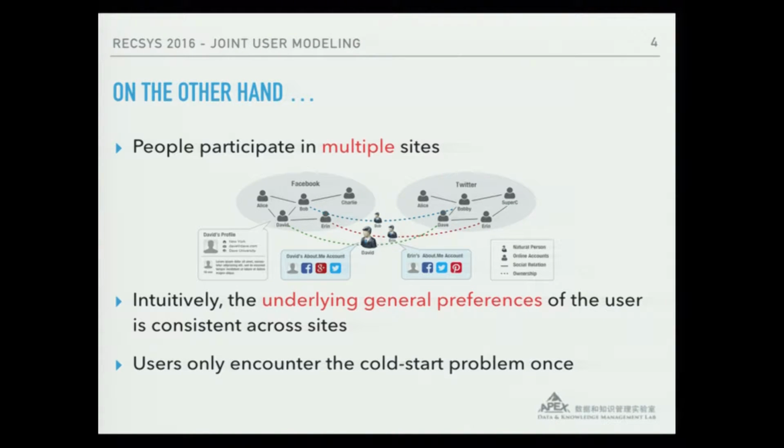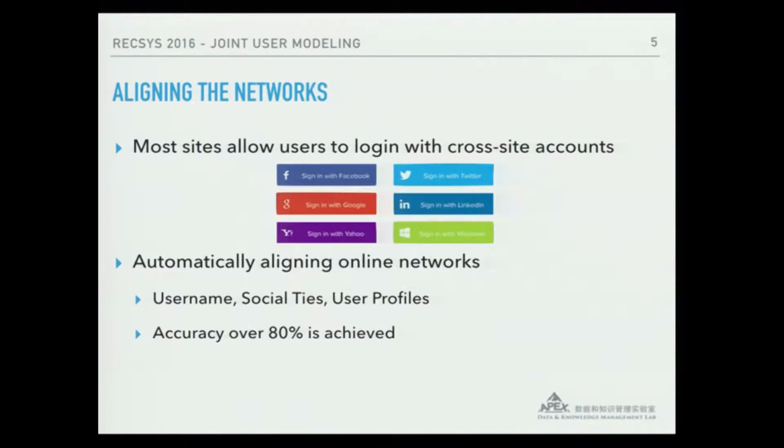So following this direction, users will only encounter the cold start problem once, when he or she first gets in touch with the internet. To make this possible, we first need the sites to be aligned. Fortunately, most sites now allow users to log in or associate with cross-site accounts. In the meanwhile, there is also research on how to automatically align the sites by mining usernames, social ties, and user profiles. The state-of-the-art approach can achieve accuracy of over 80%, so we don't need to worry too much about getting the sites aligned.